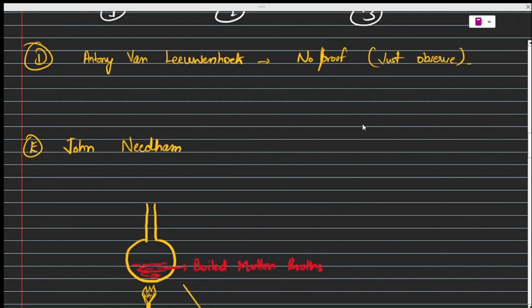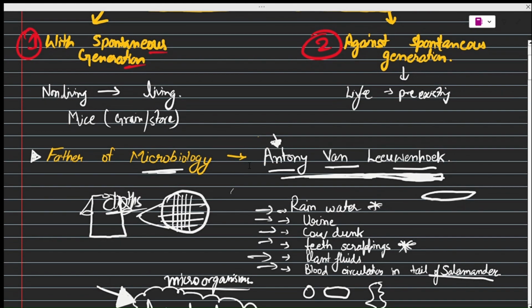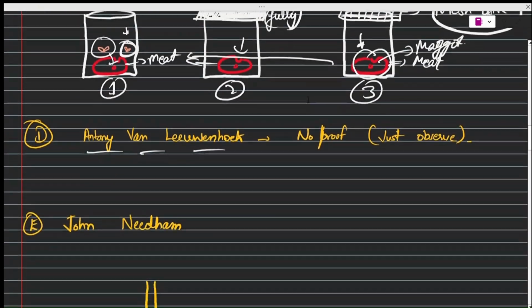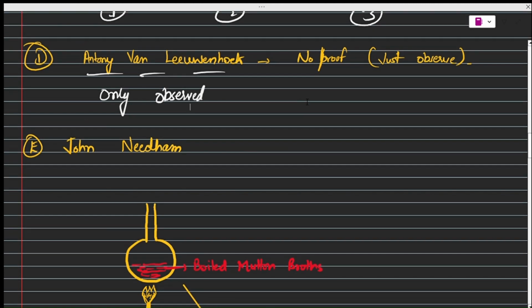Okay, and then comes Antony von Leeuwenhoek. As I have explained to you earlier, he's the father of microbiology, and he has observed these kinds of things. Okay. But the thing is, he only observed. He didn't do anything in order to prove his findings. Okay. That's why he was not able to prove anything. But basically, because he was the first one to observe microorganisms, that's why we call him father of microbiology.